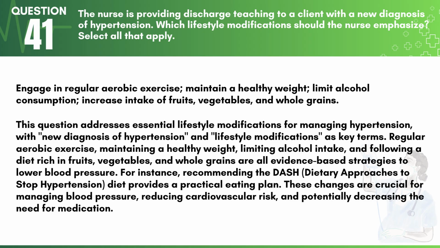Answer. Engage in regular aerobic exercise, maintain a healthy weight, limit alcohol consumption, increase intake of fruits, vegetables, and whole grains. This question addresses essential lifestyle modifications for managing hypertension, with new diagnosis of hypertension and lifestyle modifications as key terms. Regular aerobic exercise, maintaining a healthy weight, limiting alcohol intake, and following a diet rich in fruits, vegetables, and whole grains are all evidence-based strategies to lower blood pressure.